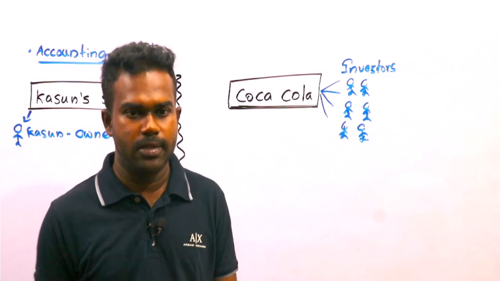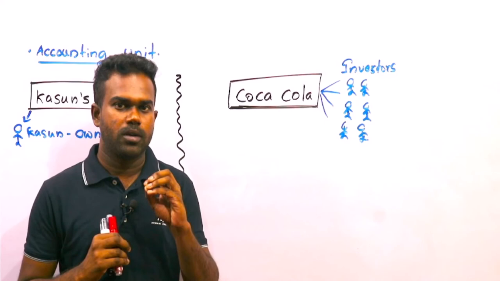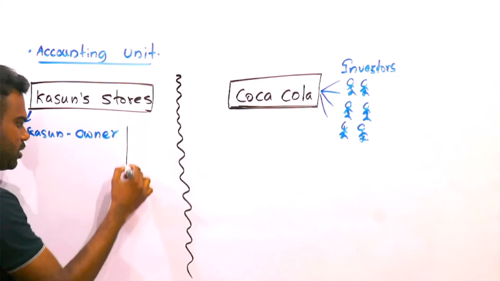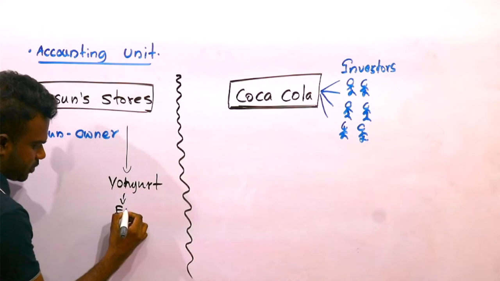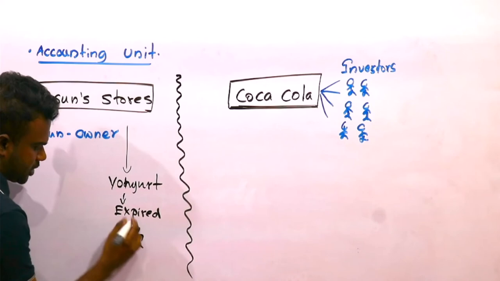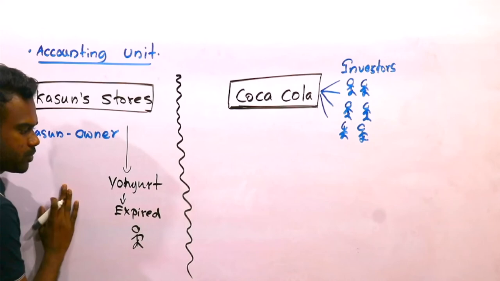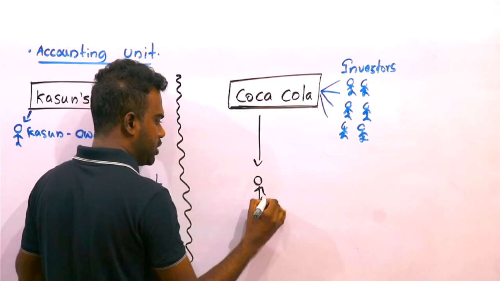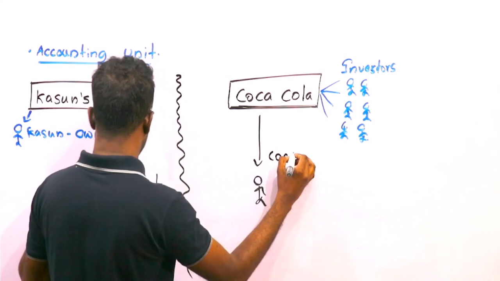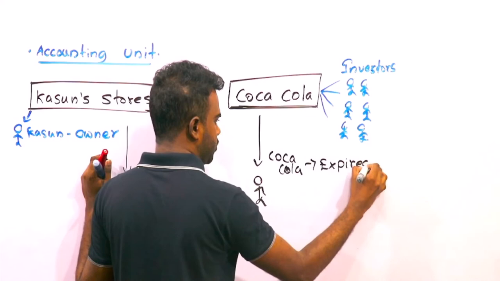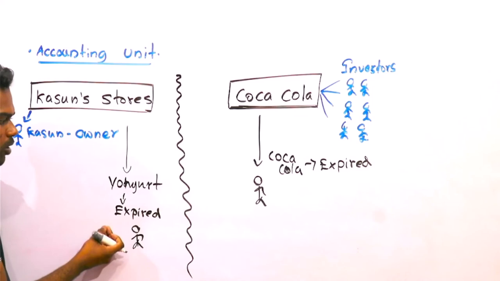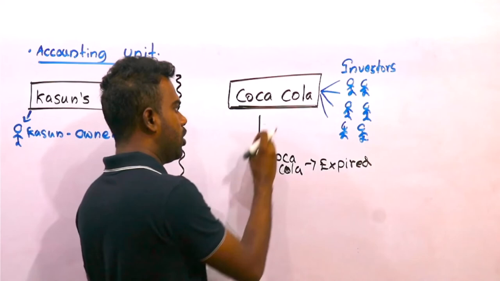Let's think. A customer goes to this Kasun Stores and buys a yogurt, and that yogurt has expired. This customer ordered the yogurt from Kasun Stores, an expired one. Also, another customer bought a Coca-Cola, and that one also expired. The customer bought goods that were expired, from Kasun Stores and from a Coca-Cola company related business.